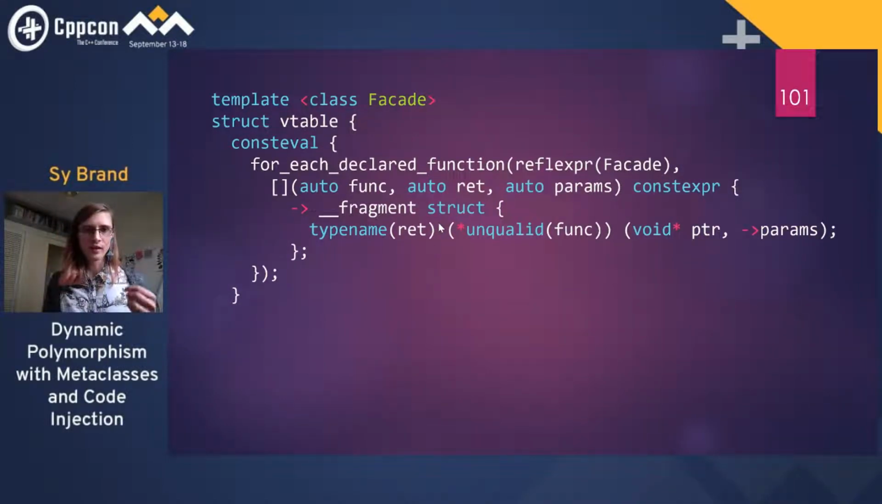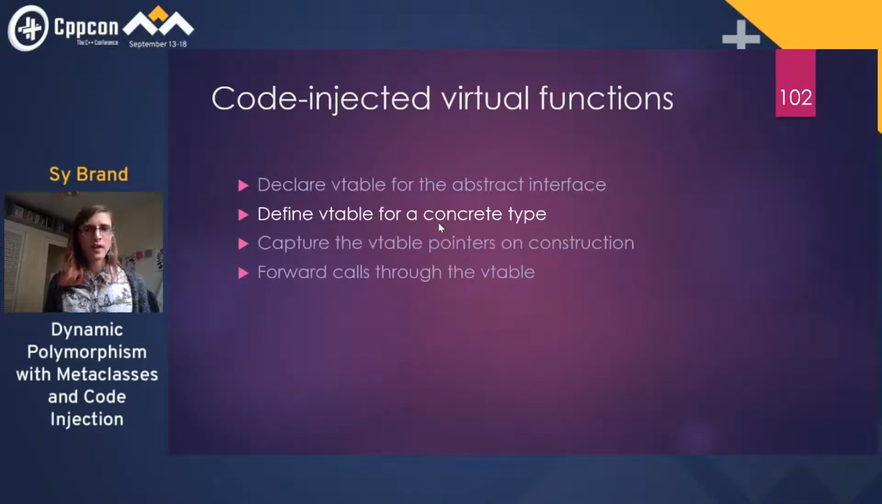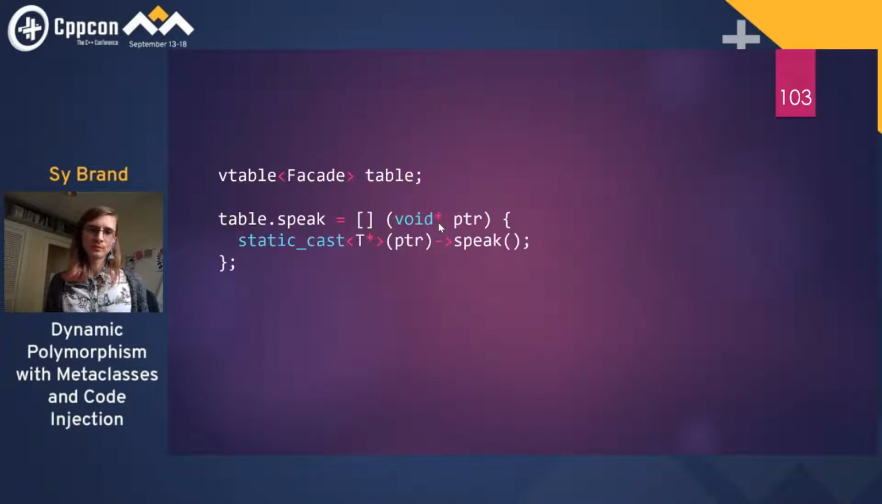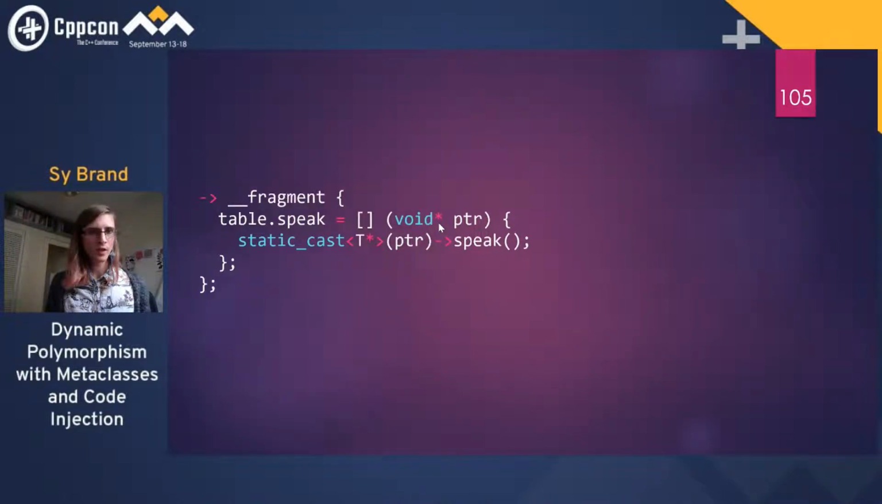So this is our generic version of our vtable. For every function which is declared in the facade, we're going to generate a function pointer. Now we're going to define our vtable. We want to fill in every pointer in the virtual table with something which does a static cast to the right type and then calls the correct function. So it looks something like this.